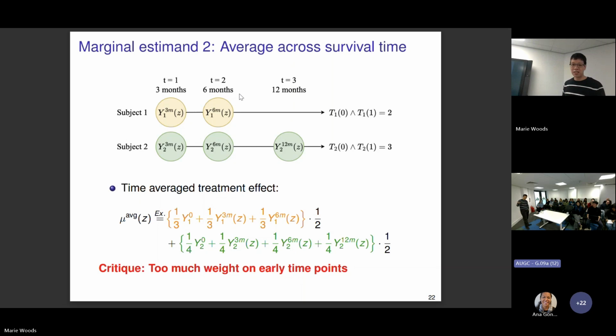Also, this is great, but there's still a minor critique: usually in this kind of study, the visits are not evenly spaced over time, right? Usually when you have chemo, right after the surgery you will have more frequent visits. And after that, if you are still alive, you don't go back as often as initially. As you can see from this data set, initially you go back every 3 months, then every half a year. So a naive average may put too much weight on early time points.